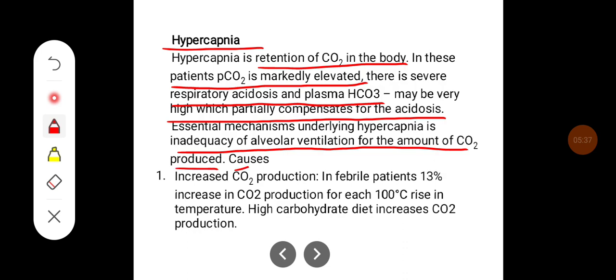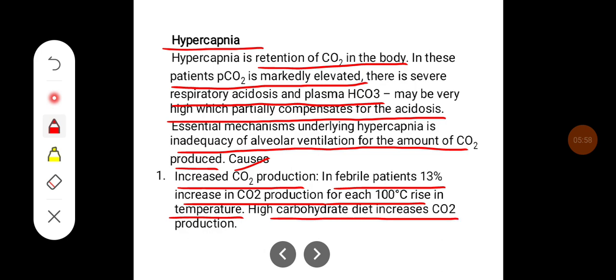Some of the causes of hypercapnia are increased carbon dioxide production. In febrile patients, a 13% increase in the carbon dioxide production occurs after each 1 degree Celsius rise in the temperature. A high carbohydrate diet increases carbon dioxide production. Sorry, it is 1 degree Celsius.